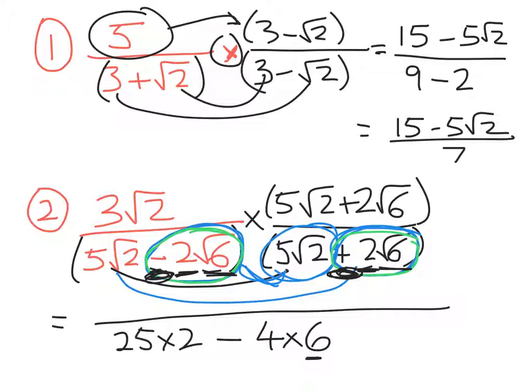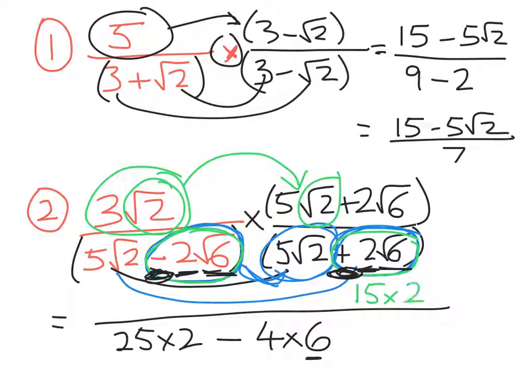Now, I haven't left myself much room for the top line. I'm going to squeeze that in. I'll do that in green. So I'm going to go 3 root 2 times 5 root 2. So that gives me 15 times root 2 times root 2, which is 2, plus 3 root 2 times 2 root 6. So 3 times 2 is 6.